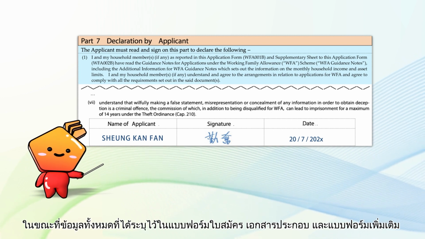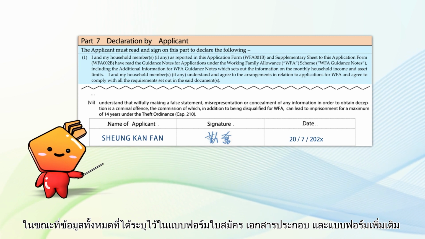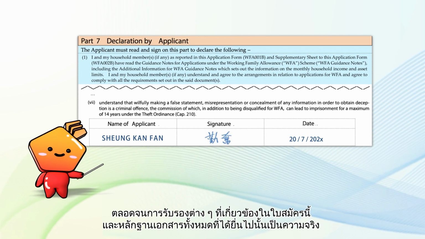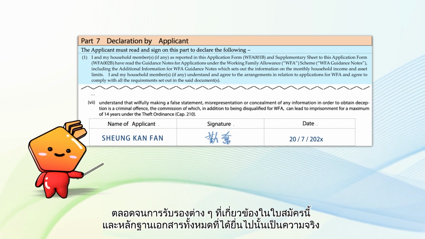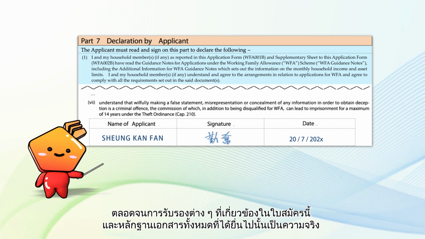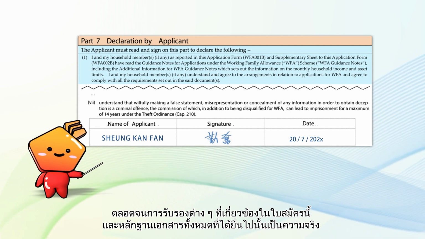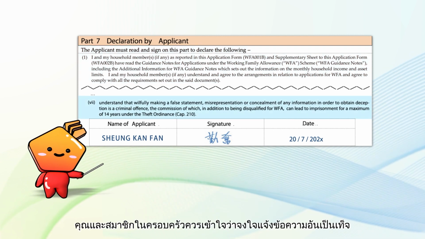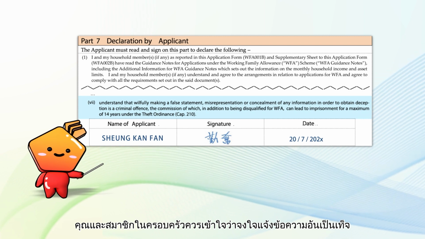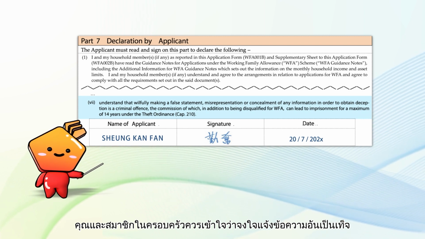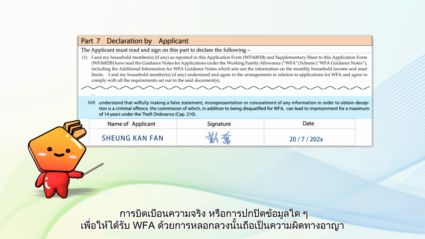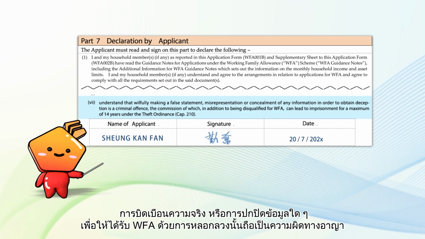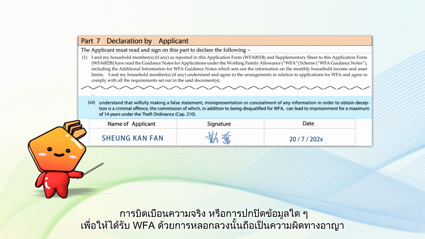While all information provided in the application form, supplementary sheets and supplementary forms, as well as any representations made in relation to this application, and all documentary proofs submitted are true, complete, and accurate. You and your household members should understand that willfully making a false statement, misrepresentation, or concealment of any information in order to obtain DUFA by deception is a criminal offense.